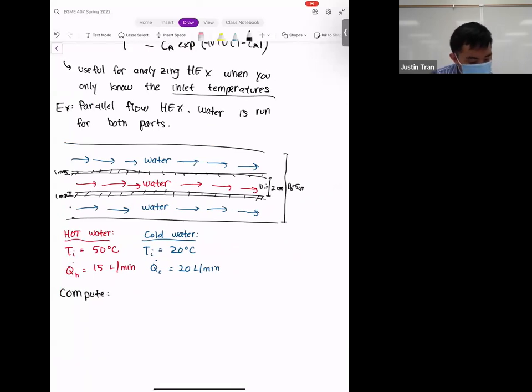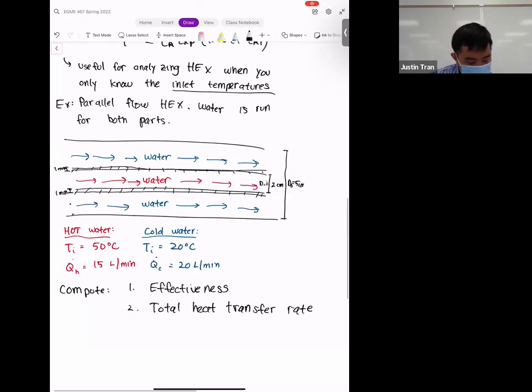And so from this problem, we're interested in computing. One, we're first going to compute the effectiveness. Two, we're going to compute the total heat transfer rate. And three, once we have the total heat transfer rate, we can compute the outlet temperatures for both fluids.